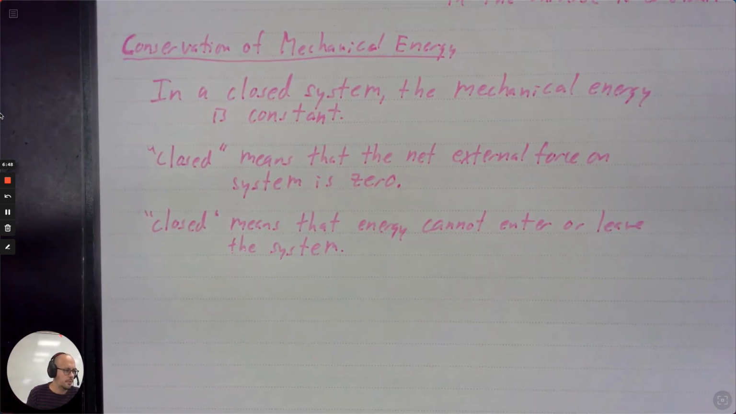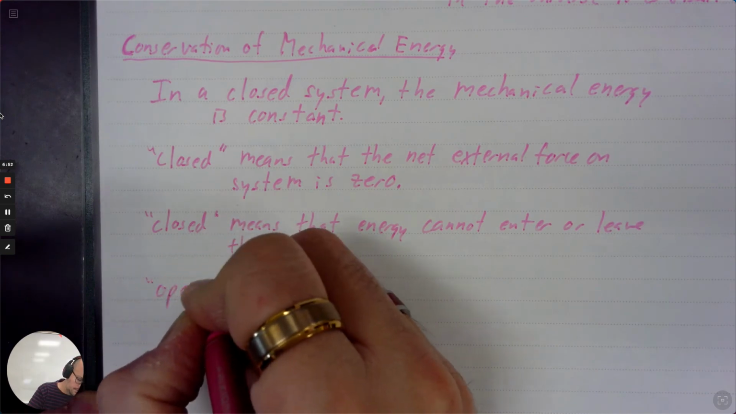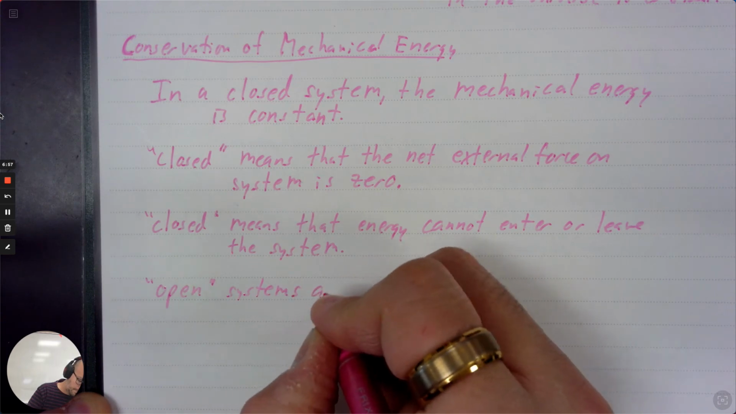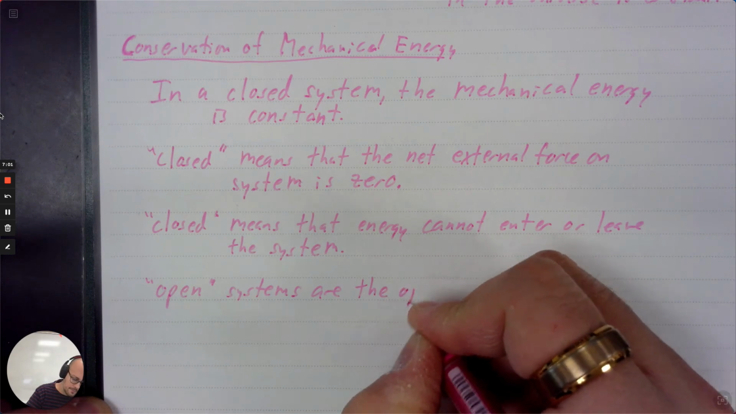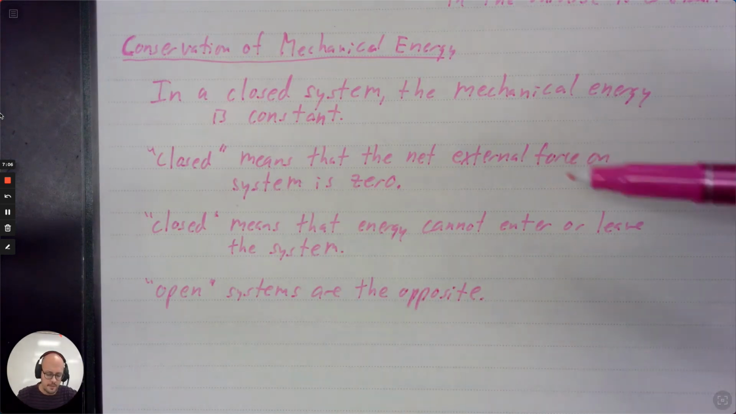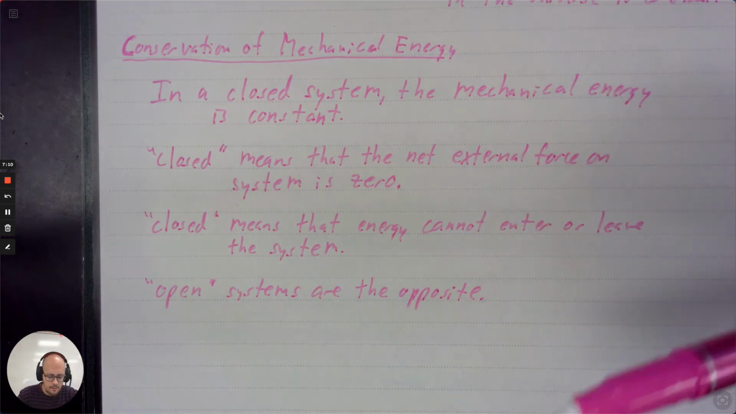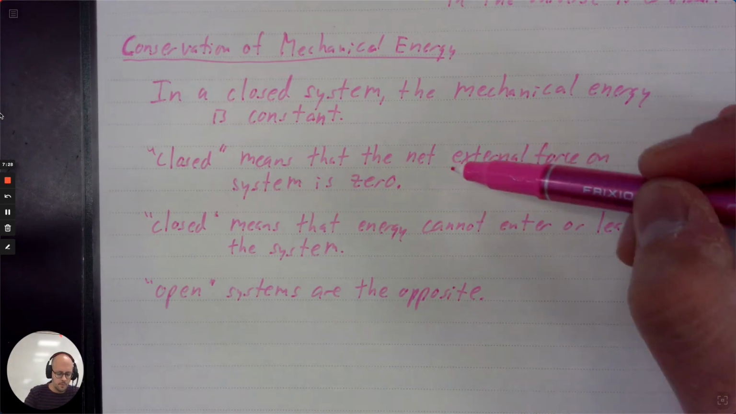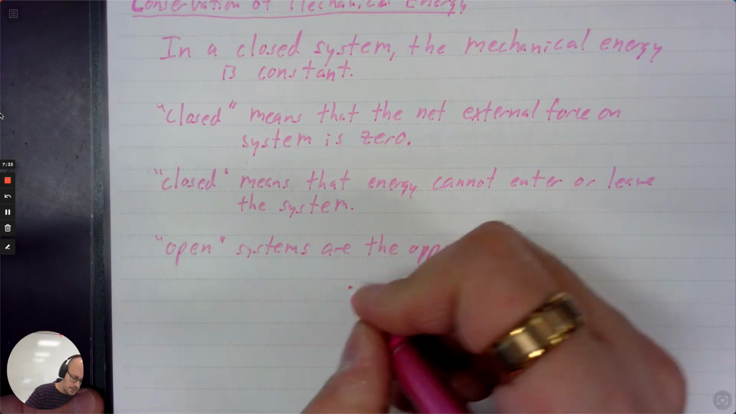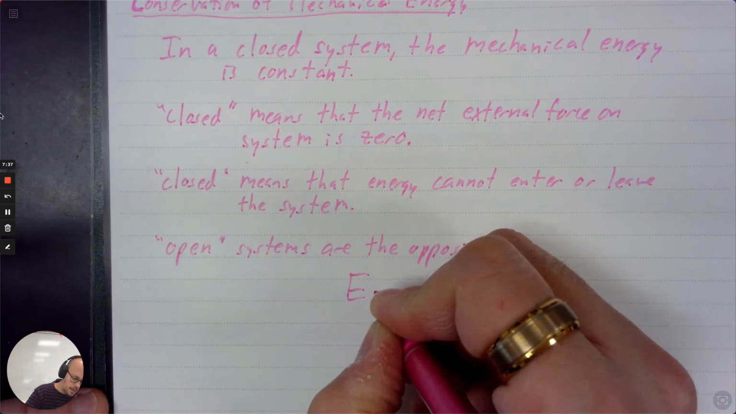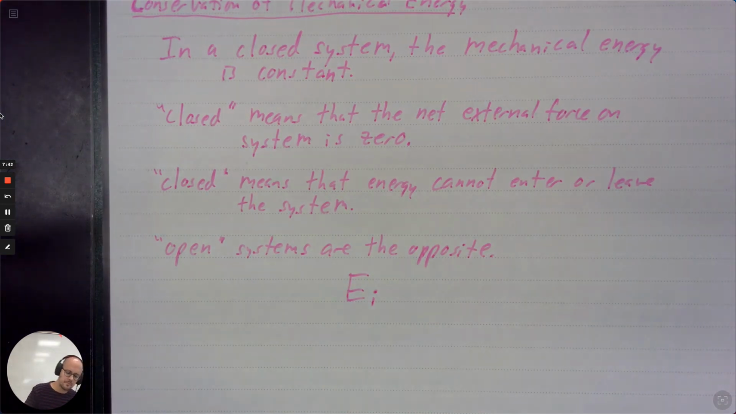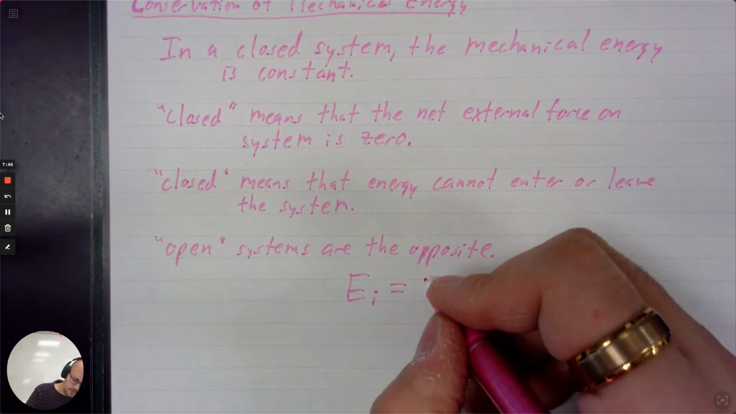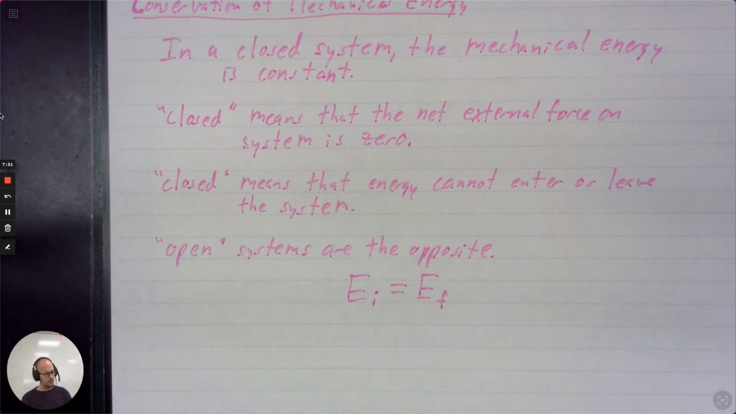I think, without writing it, we can say open systems are the opposite. If you encounter a system that's open, it means the net external force on the system is not zero, and it means that energy can enter or leave the system. So our goal is to discern whether we have an open system or a closed system. For now, we're going to do that with just our understanding of the types of energy that we have. We'll hold on to this idea for a minute, and then let's talk about mechanical energy. The law of conservation of mechanical energy is really saying that if you have a certain amount of mechanical energy in your system, and that system is closed, no matter what that system does, if it remains closed, it will end up with the same amount of mechanical energy.